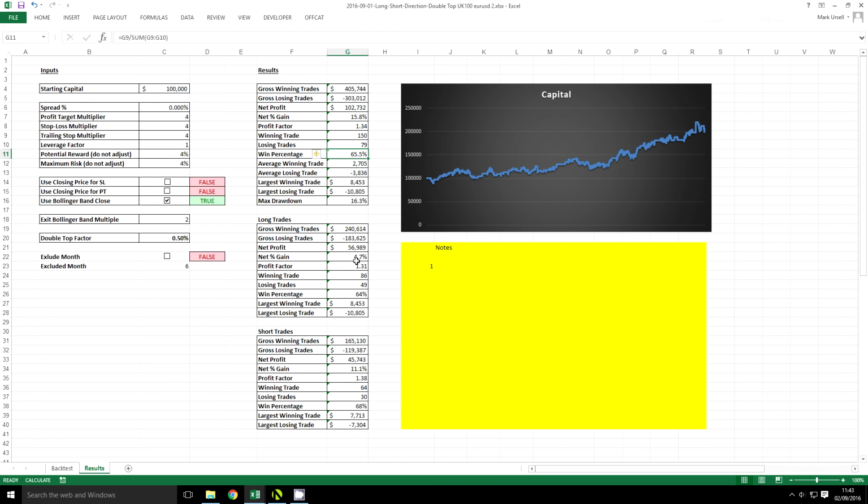Happily, we've got a decent balance here between long and short trades, showing, in fact, very similar profit factors and reasonably similar amounts of profit given the number of trades. So all in all, this is the strategy that I've come up with.